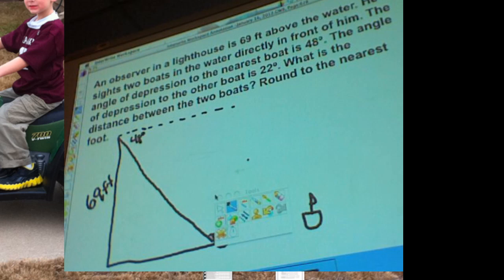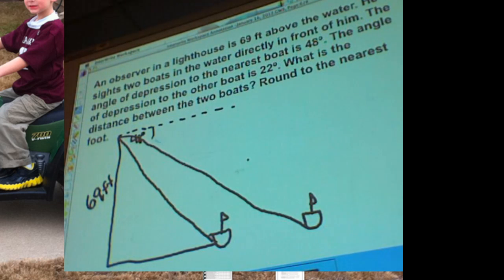And then the angle of depression to the other boat is 22 degrees. So from here to this boat, from here to here, is 22 degrees. From here to here is 48 degrees. And if we continue this, hopefully you now see two right triangles. What is the distance between the two boats? So essentially we just want to know this distance here.